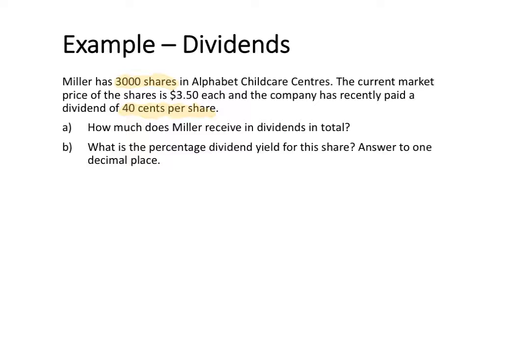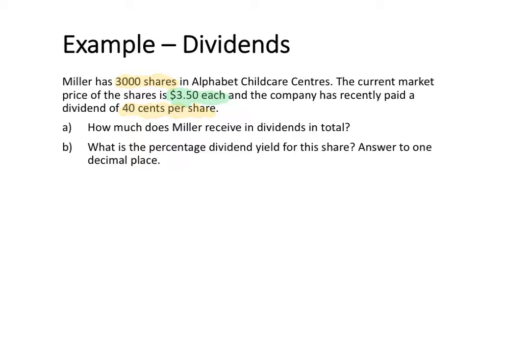So part B of the question is asking us what is the percentage dividend yield for this share, and wants us to answer to one decimal place. So to calculate the dividend yield, we need to know the dividend per share and the current market price. So we already know the dividend per share was 40 cents. Going back and looking at the information, I can see that the current price of the share is $3.50.